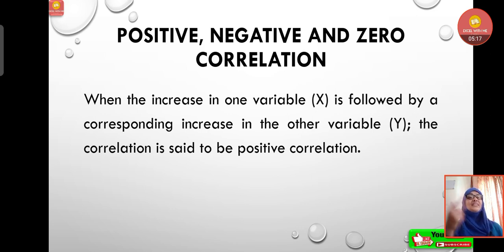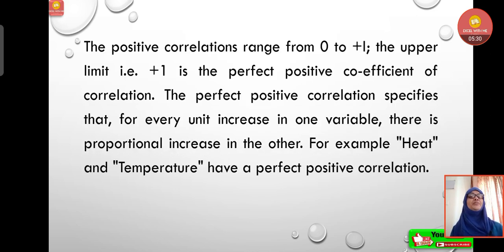Now let's understand the two here: positive, negative and zero correlation. When the increase in one variable, that is x, is followed by a corresponding increase in the other variable y, the correlation is said to be positive correlation.